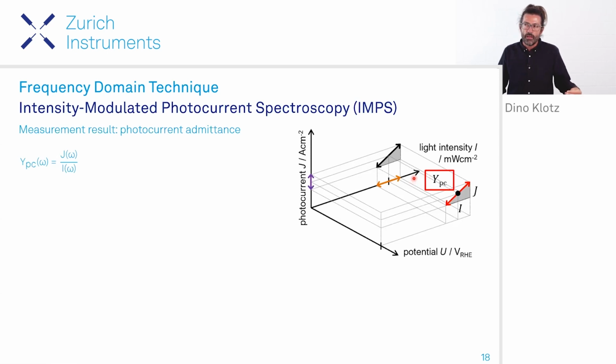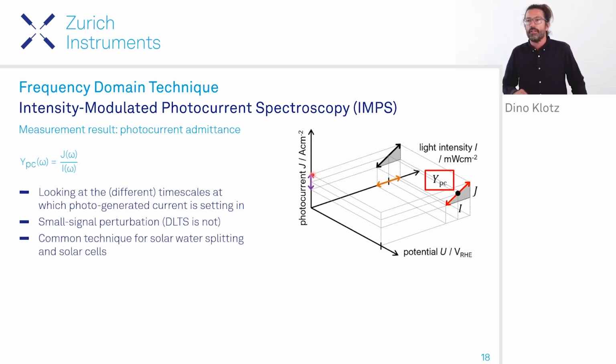And what we do now is we fix the potential with the MFIA, and then we modulate the light intensity with different frequencies, and then we measure the current response here. And with this technique, we can look at different timescales, like how photo-generated current is setting in after switching on a light.